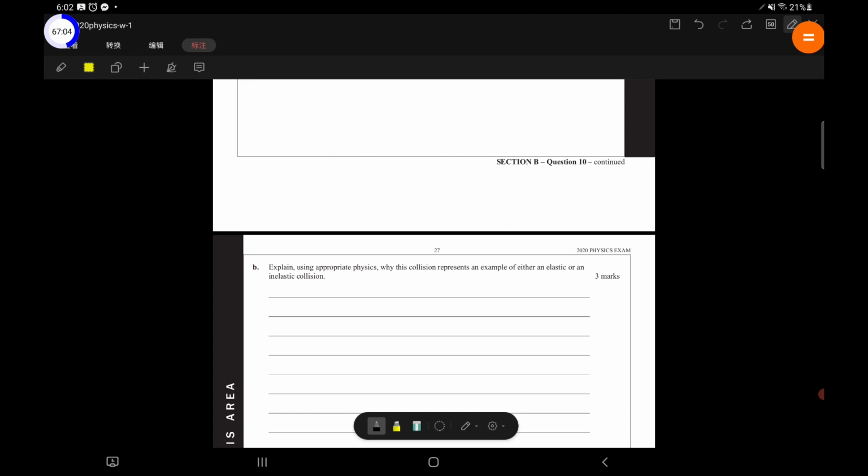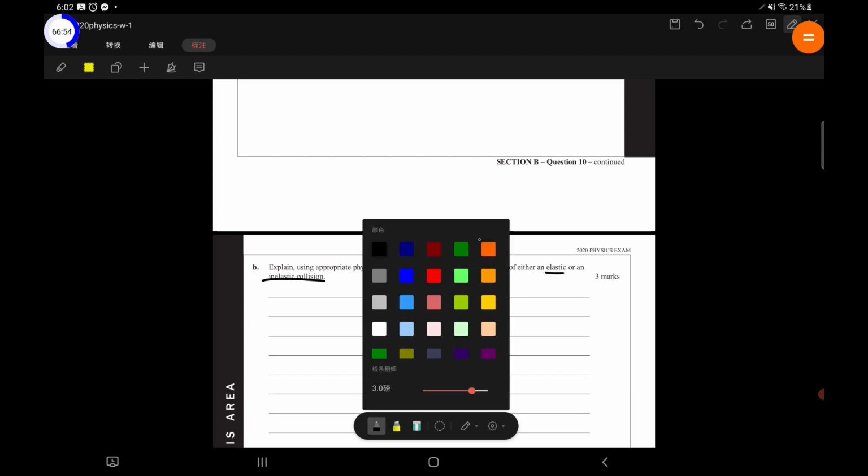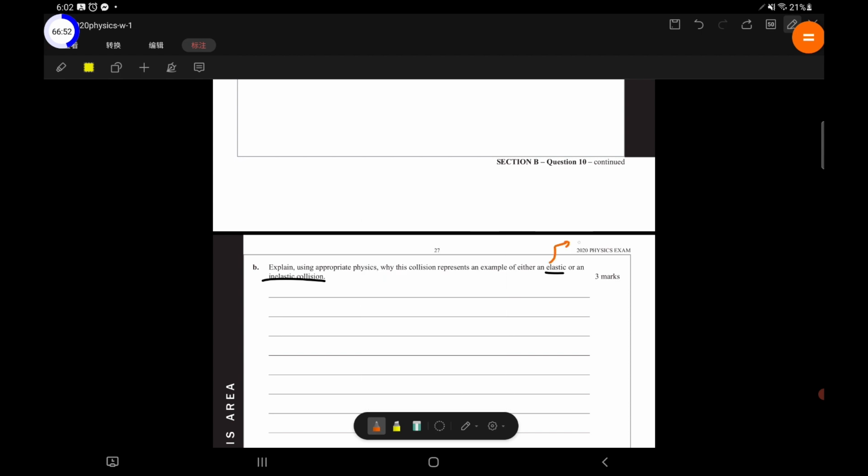Alright, now explain using appropriate physics why this collision represents either an elastic or an inelastic collision. Remember that these terms are to do with the conservation of kinetic energy. So the question is, is kinetic energy conserved?